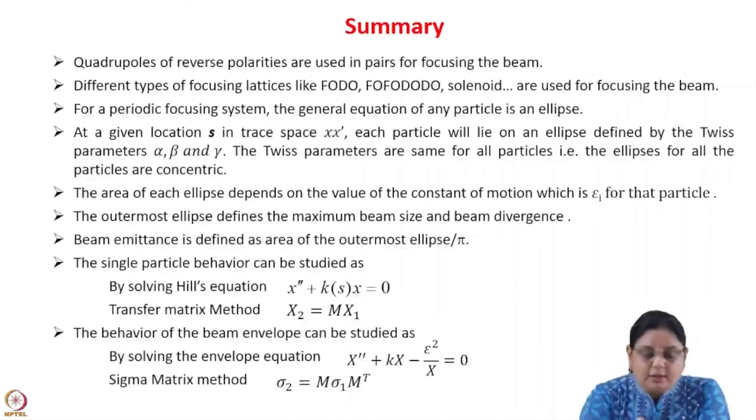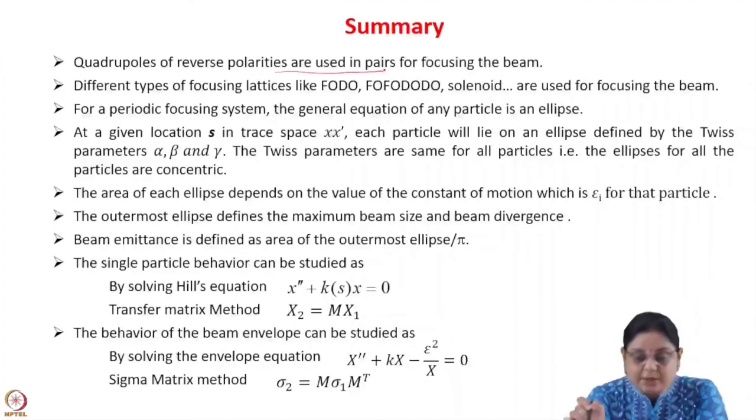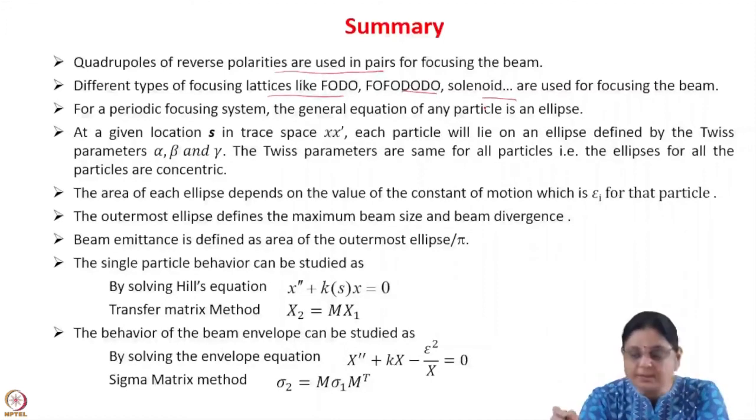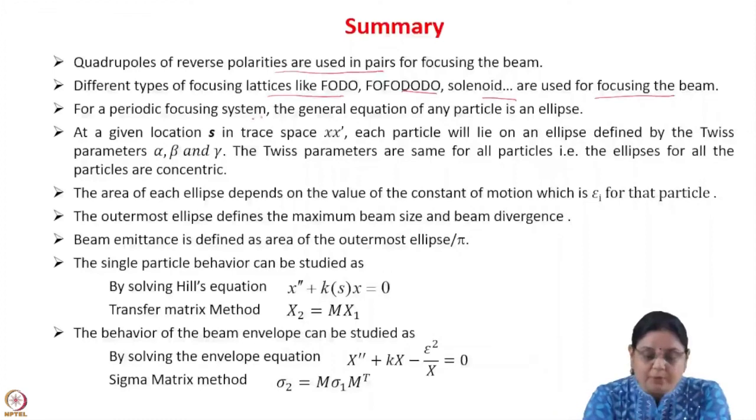Summarizing, quadrupoles of reverse polarities are used in pairs for focusing the beam. We've seen different types of focusing lattice like FODO, FOFODODO, solenoidal channel and others. They are used for focusing the beam. For a periodic focusing system, the general equation in phase space is an ellipse. At any location s in trace space x, x prime, each particle will lie on an ellipse defined by the Twiss parameters alpha, beta and gamma. The Twiss parameters are the same for all the particles, that is, the ellipses for all the particles are concentric.